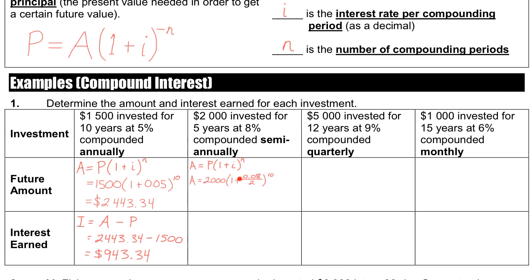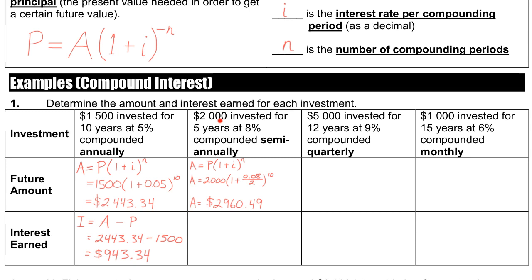So when I plug in my numbers, I have to remember to divide my interest rate by the number of compounding periods per year. And I need to remember to multiply my number of years by the number of compounding periods per year. And then I type this into my calculator the same way. So I can just go straight 2,000 bracket 1 plus 0.08 divided by 2 bracket exponent 10. And if you don't get the same answer as me when you try it on your own, again, you got to let me know so I can figure out what the issue is with how you're putting it in your calculator.